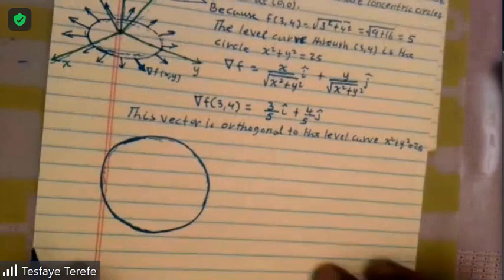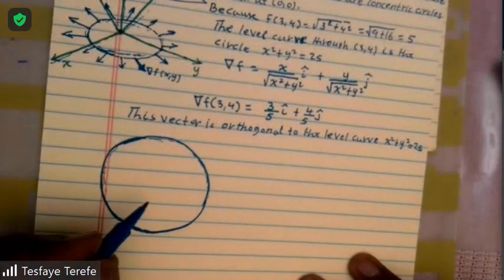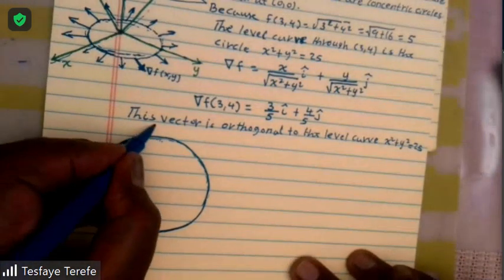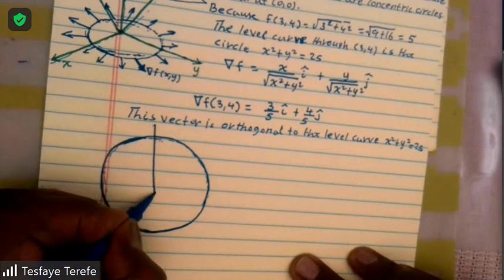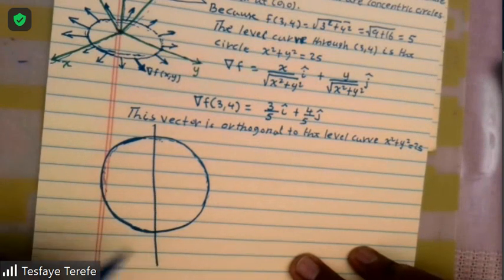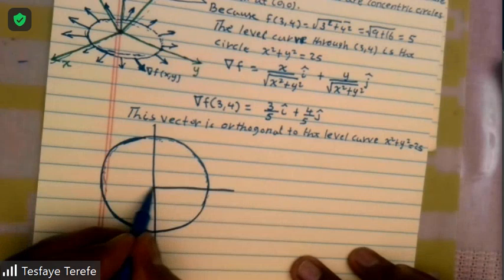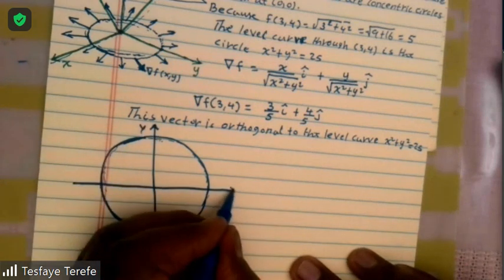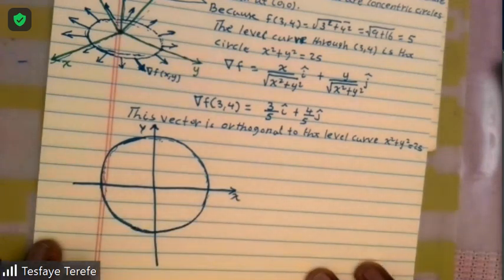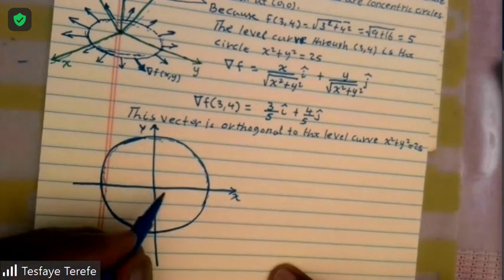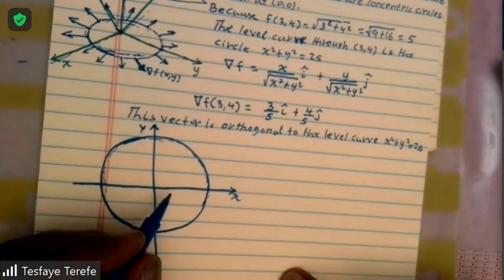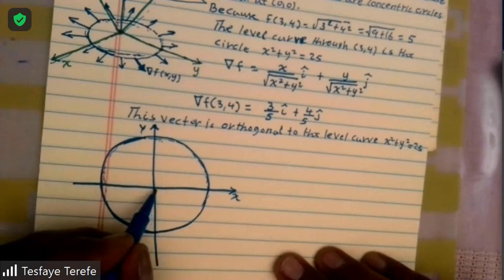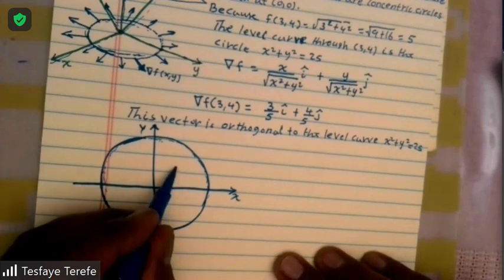And this is the circle I have on the XY plane. And let me draw my coordinate axis. That way it will be easier for me. Okay, this is Y axis and this is X axis. And now, if you want actually the unit gradient in the X direction, 3 over 5, in the Y direction 4 over 5, and it will be like this.